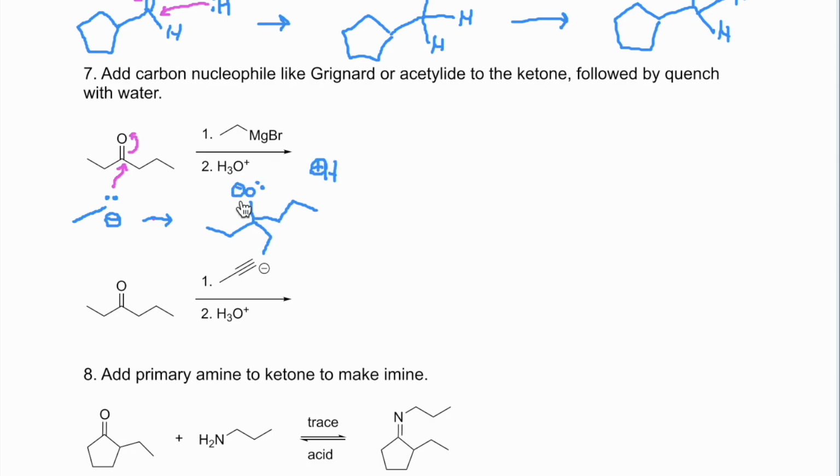And this would exist as a magnesium salt at first. And then when you add water or slightly acidic water to the reaction flask at the end of the reaction, that's when this would get protonated, giving the tertiary alcohol in this case.